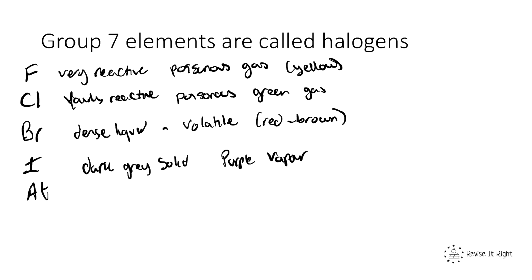It's very important to note that they all exist in pairs. So fluorine, you'd see it as F2, chlorine, Cl2, bromine, Br2, iodine, I2. So always in pairs.